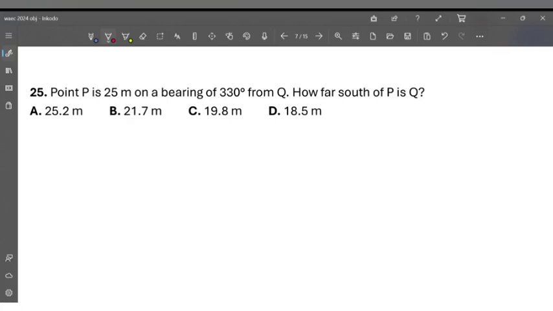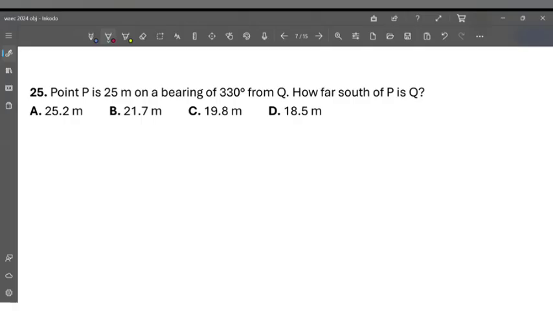All right, let's look at this question. On bearing, it says point P is 25 meters on a bearing of 330 degrees from point Q. How far south of P is Q? Now, you are given point P and point Q, but it is from point Q that you can easily tell how many degrees to turn to know where point P is.